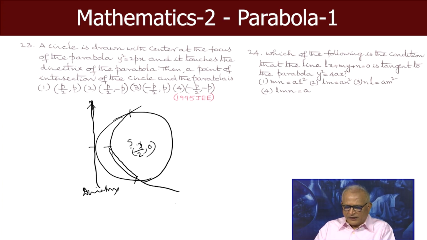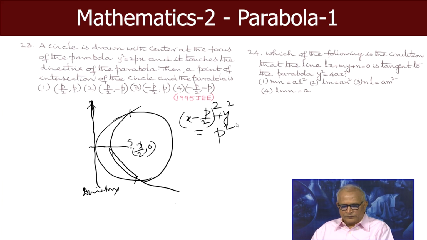What is the equation of the circle? (x − p/2)² + y² equals what? What is the distance of the focus from the directrix? Because this is tangent to the parabola, it is of course the radius of the circle, which is no other than the distance of the focus from the directrix. This is equal to the latus rectum, that is equal to p.